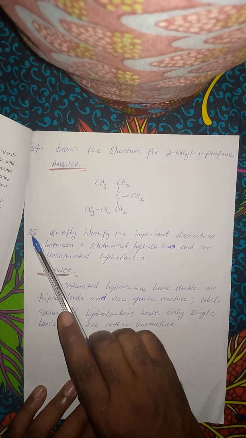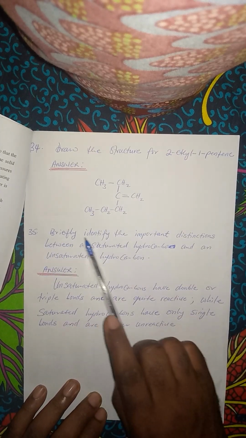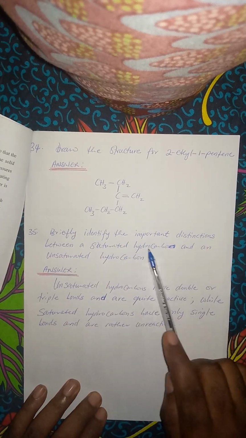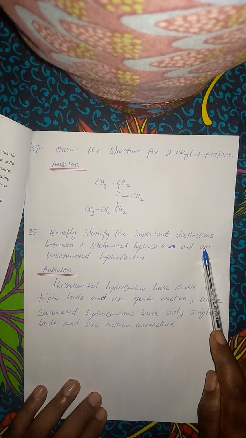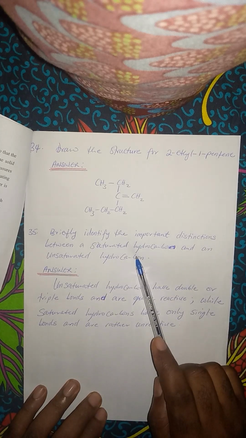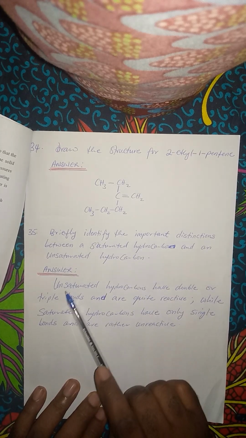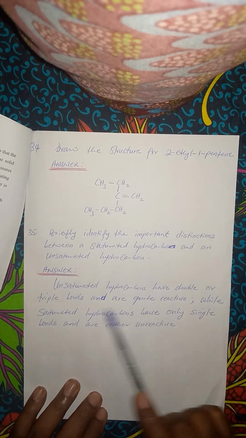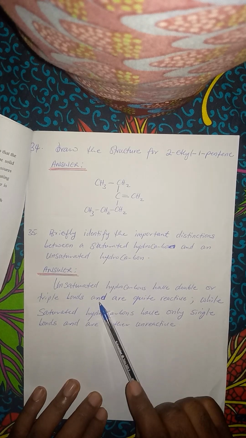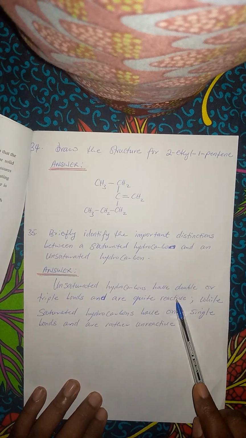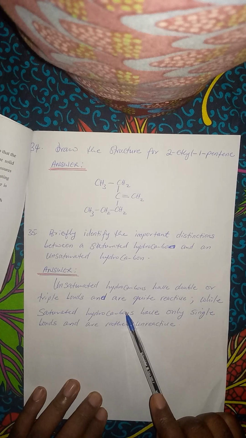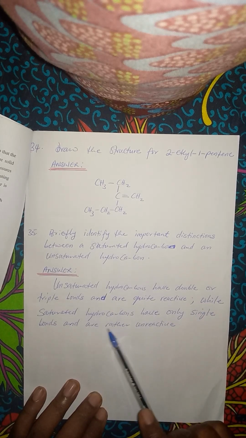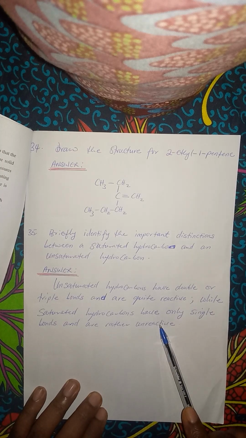Then question 35. Briefly identify the important distinctions between a saturated hydrocarbon and an unsaturated hydrocarbon. The answer to that is unsaturated hydrocarbons have double or triple bonds and are quite reactive, while saturated hydrocarbons have only single bonds and are rather unreactive.